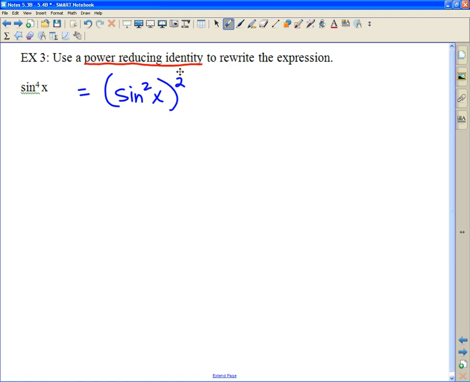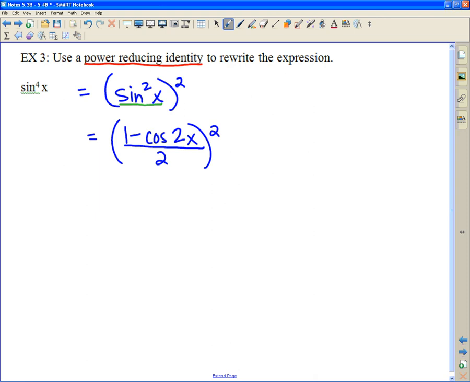If you square something, or if something's squared and you take it to the second power, 2 times 2 is 4. Now remember, our notation is weird. In trig, this is an identity, and it can be replaced with our power reducing identity. So look at your yellow sheet. Power reducing identities, what do we replace sine squared x with? We replace sine squared x with 1 minus the cosine of 2x all divided by 2, squared.